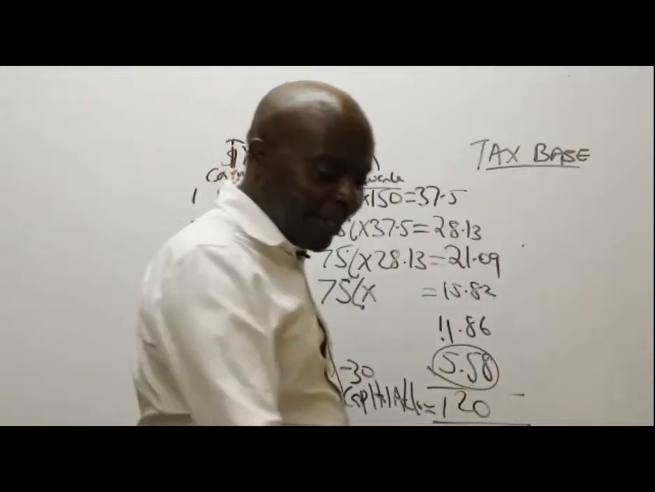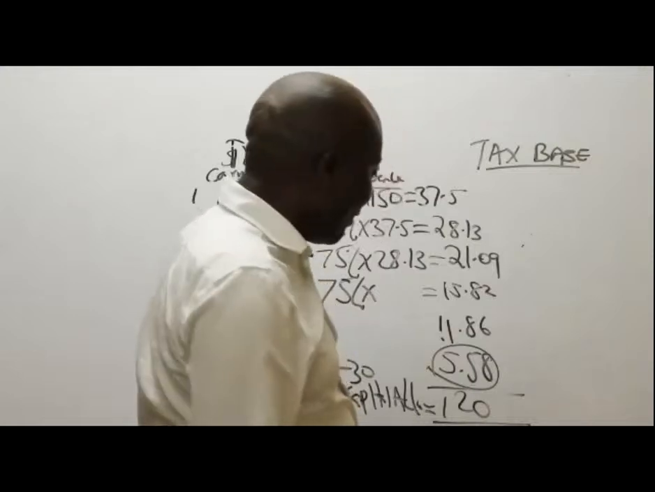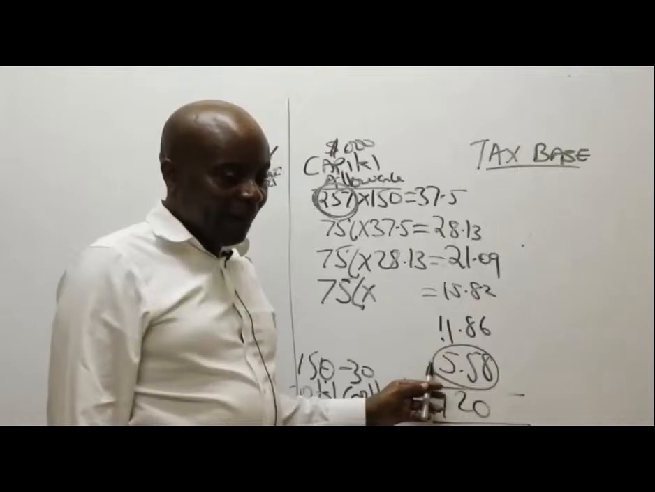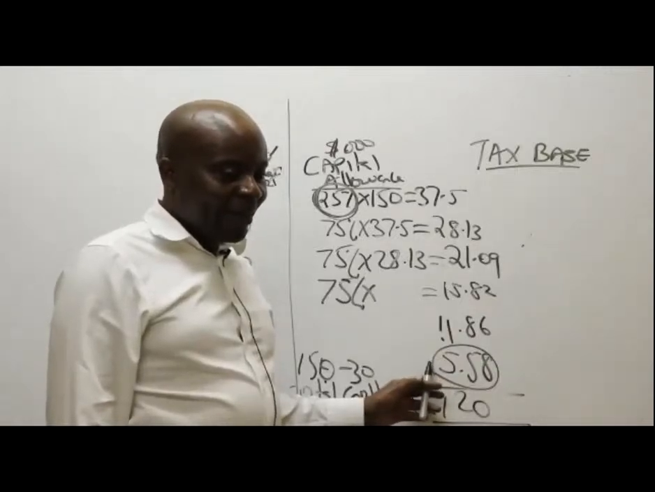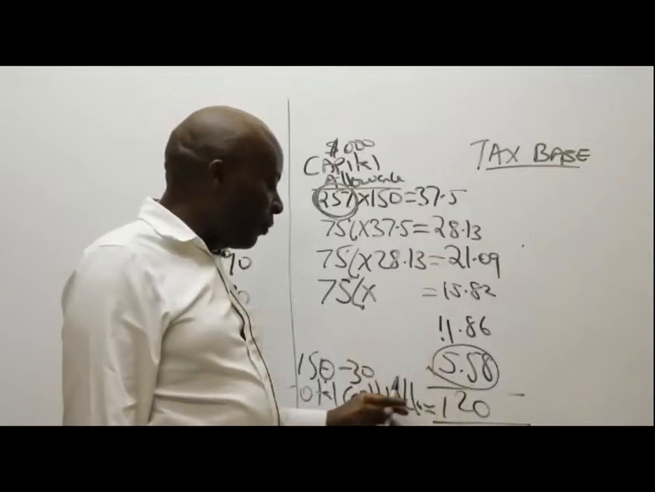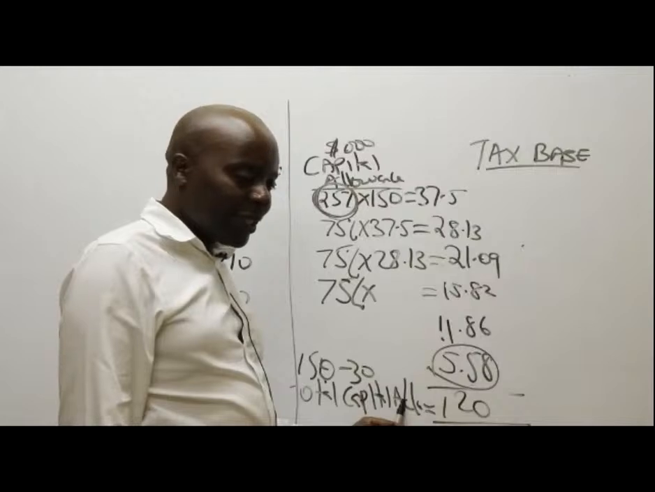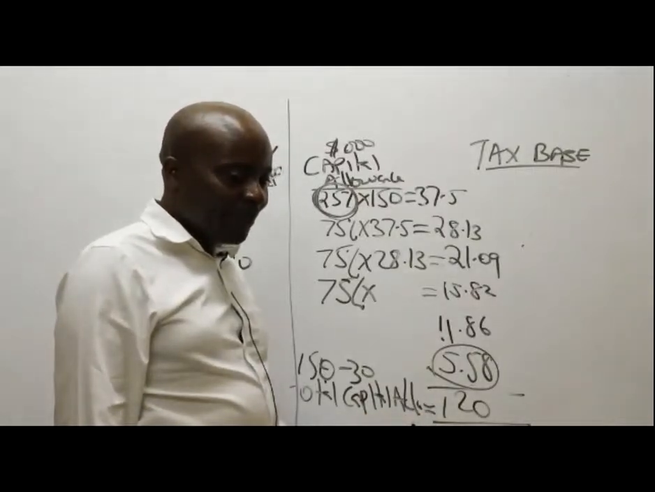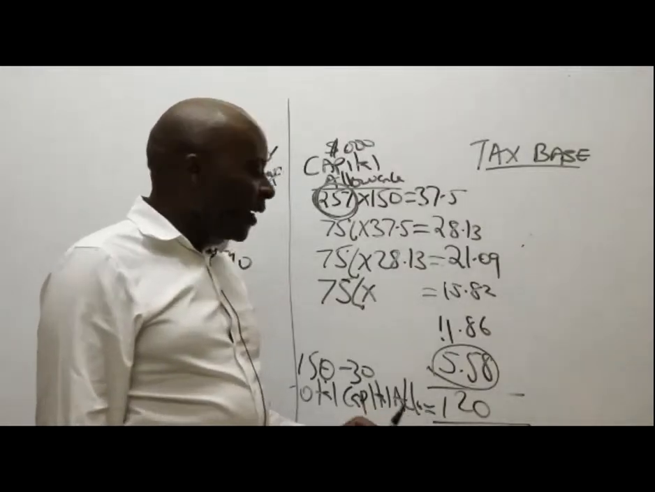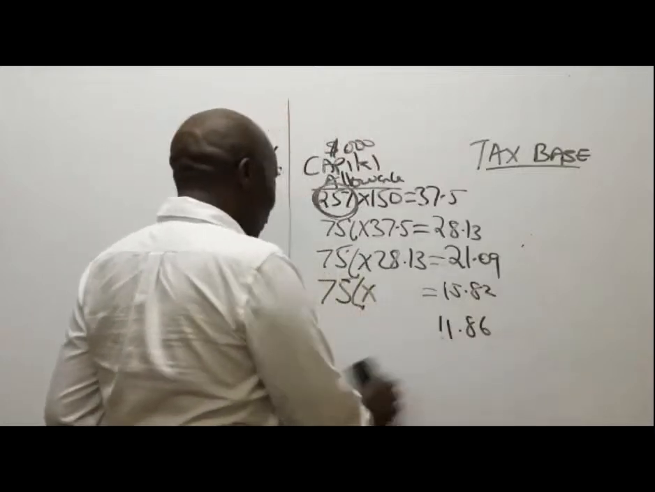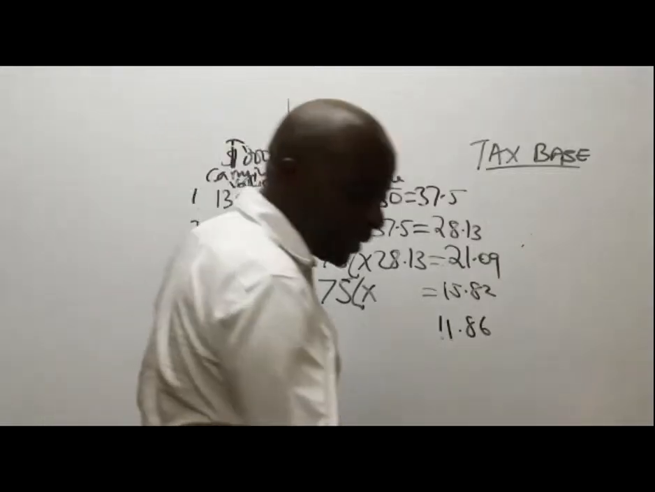Okay. Where is the problem? Is the problem here at 5.58? Have you seen where we have gotten the total capital allowance of 120? Yes. The other way, if you want to get this balancing figure, you can also get it this way.